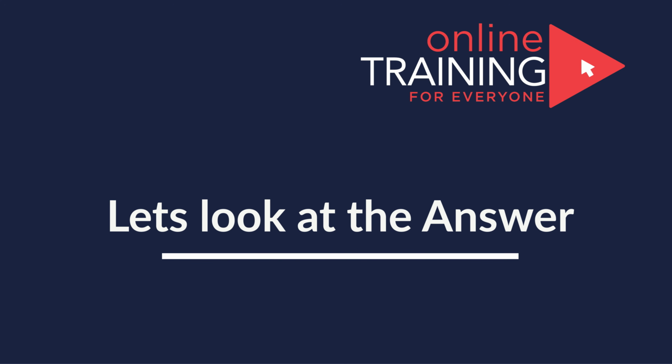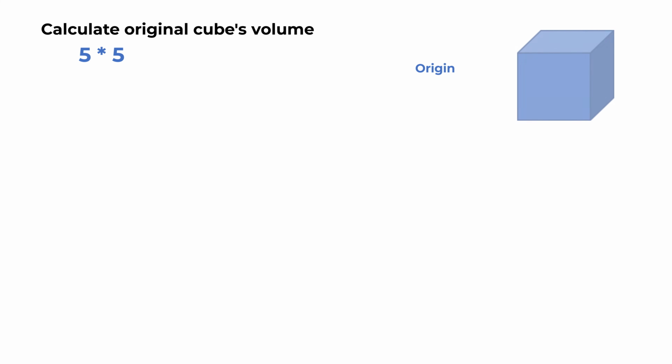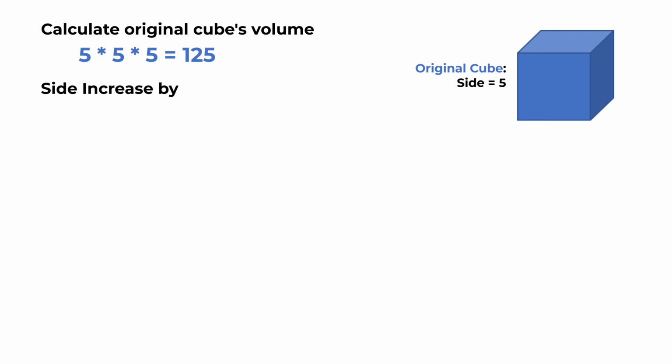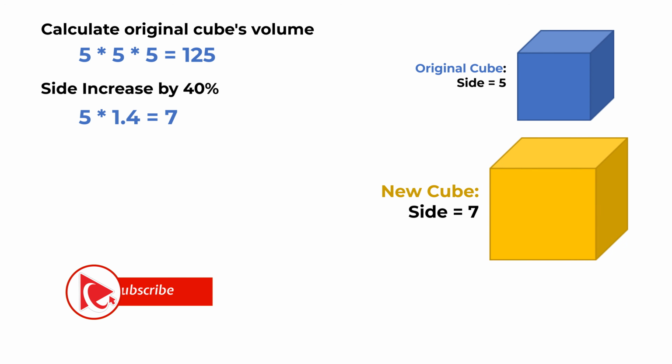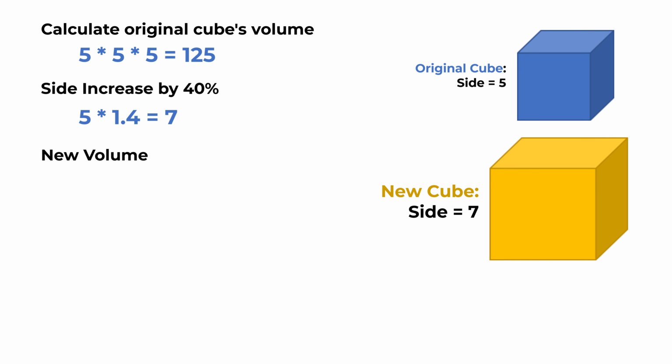First thing we're going to do is calculate original cube's volume. 5 multiplied by 5 multiplied by 5 equals 125. Now let's increase the side of the cube by 40%. 5 multiplied by 1.4 equals 7, which means that the new cube's volume would be calculated as 7 multiplied by 7 multiplied by 7, and the end result will be 343.